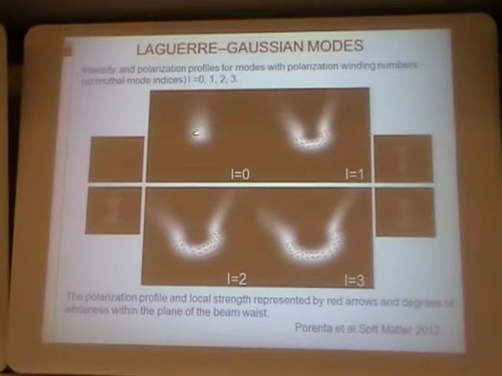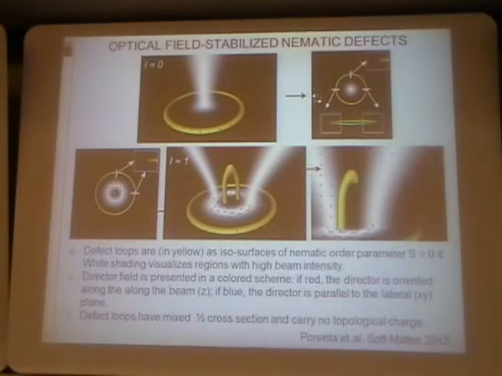So we have here a simple Gaussian beam. It has just the vector polarized locally in one direction. The whiteness means strength of the field. And here the L1 beam means that we have a circular electric field encircling the area of very low field. And here we have the same encircling, but it has additional azimuthal modulation. So obviously the electric field is more complex here, and here L3 even more. And all this can be imprinted in our nematic.